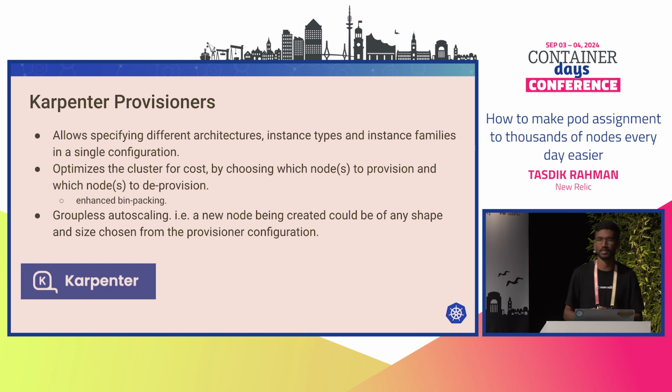Another big advantage which it gives to you is groupless autoscaling. And what I mean by that is, when a new node is being created, you don't really have to manage these autoscaling primitives which the cloud service providers are giving to you. Karpenter does this behind the scenes for you, so it could be of any of the shapes which you have defined inside the provisioner configuration, right?